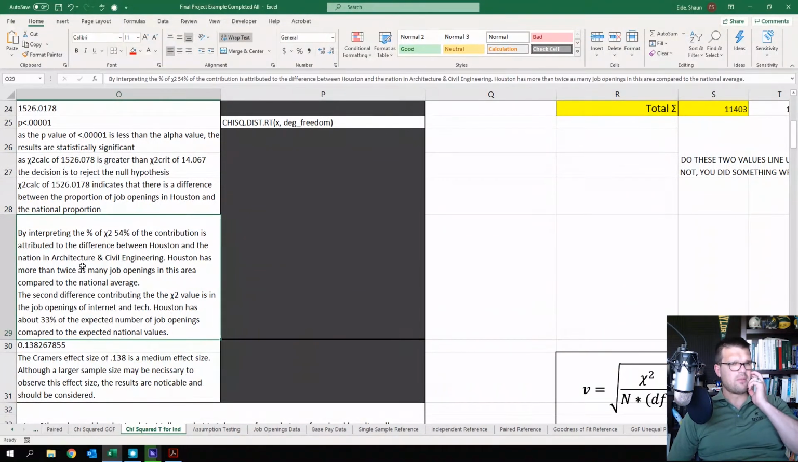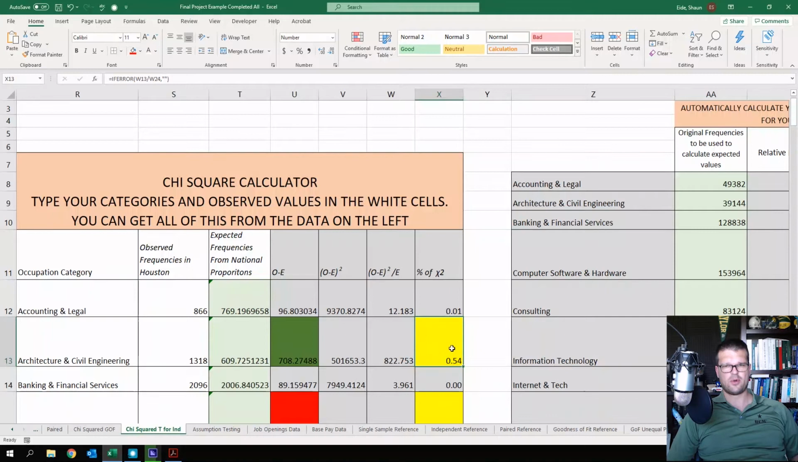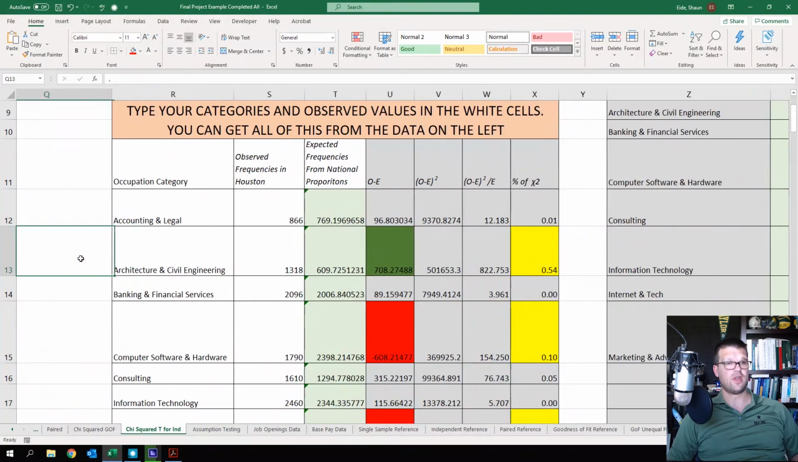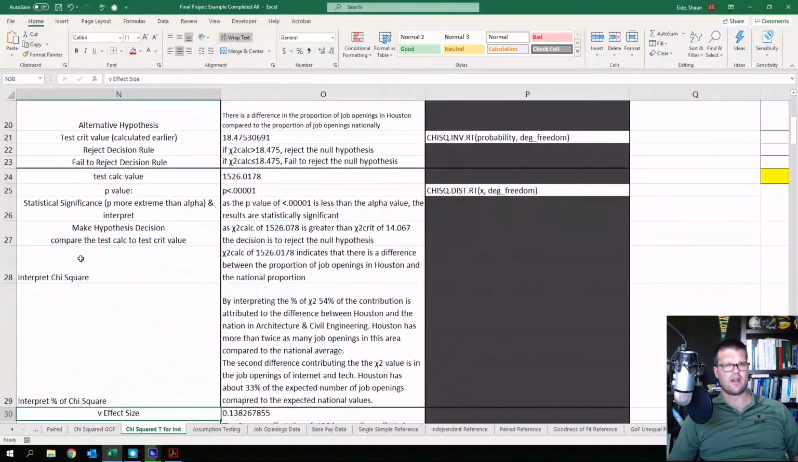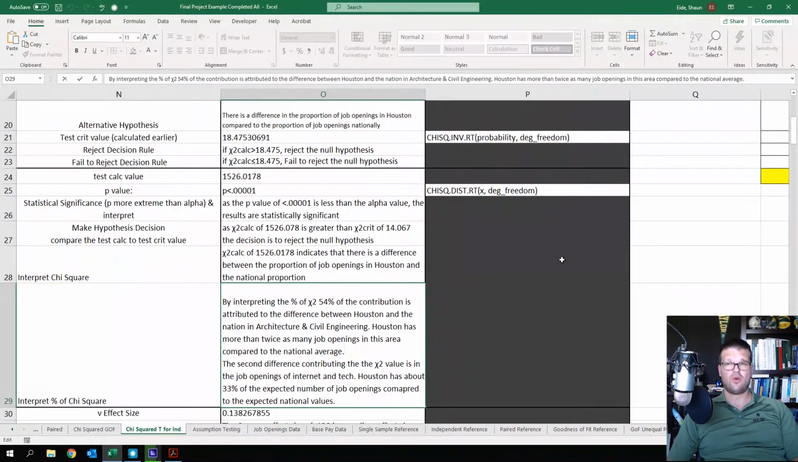Okay, by interpreting the percent of chi-squared, 54% of the contribution is attributed to the difference between Houston and the nation in architecture and civil engineering. Okay, so that's coming right from here. It says 54%. 54% of the chi-squared comes from here. So I just told them that's the most important finding that we found. Okay, 54% comes from right there. And then Houston has more than twice as many job openings in the area compared to the national average. So that's one way to say it.